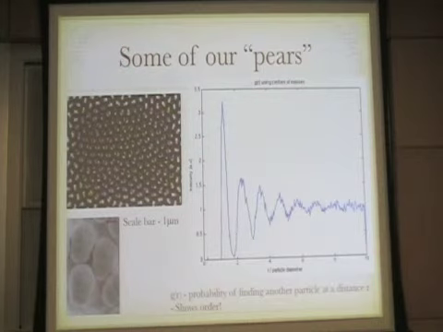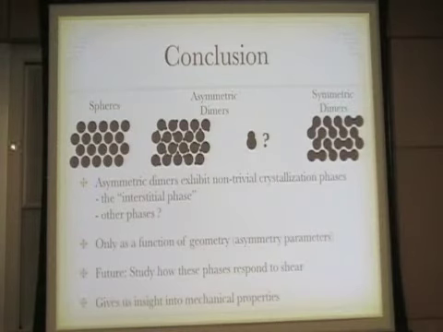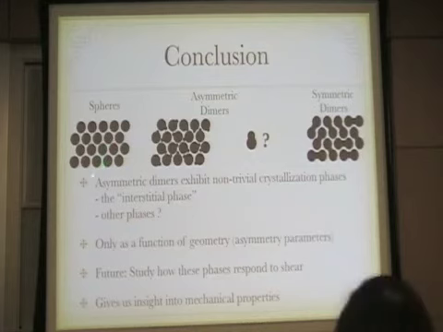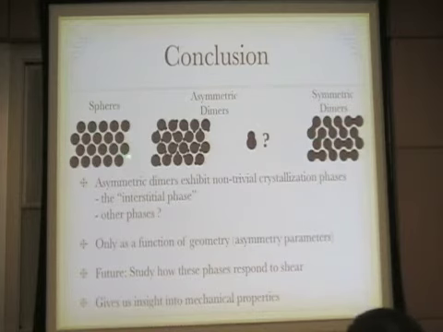That brings me to my conclusion. As we go from spheres, which exhibit hexagonal packing, to symmetric dimers, where the lobes exhibit hexagonal packing, we are trying to find out what happens in between. We've already seen some of the non-trivial crystallization phases that they exhibit, and it will be interesting to study them. Note that this is only a function of the geometry. It doesn't matter what the particles are made of. In the future, we can study how the material properties of materials shaped like this react to shear. That's all.